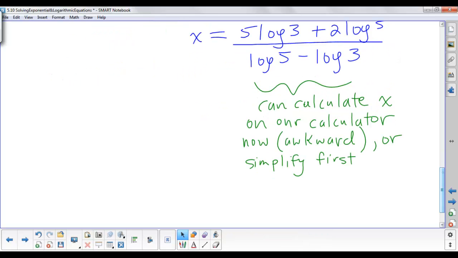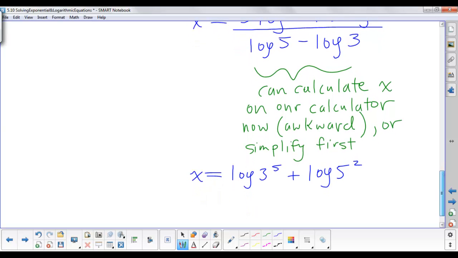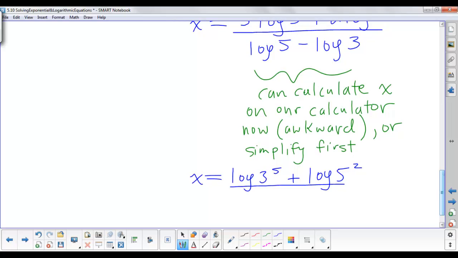So what I'm going to do is picture in the numerator another way of expressing what we have. Technically, I could represent 5 times log of 3 as log of 3 to the power of 5, using the power law in reverse. Similarly, 2 times log of 5 is the same as log of 5 squared. In the denominator, that's a difference of logarithms with the same base. I could use the quotient law in reverse, which converts this to log of 5 divided by 3. Log of 5 divided by 3 would be equal to the denominator.